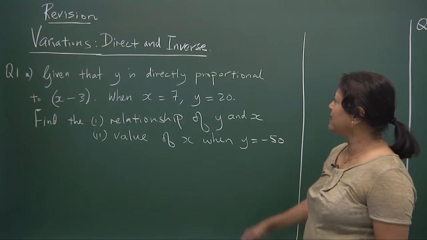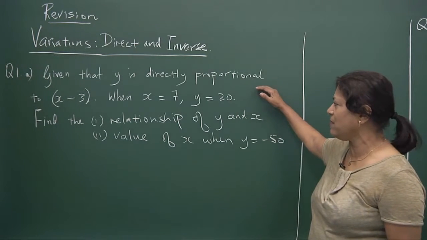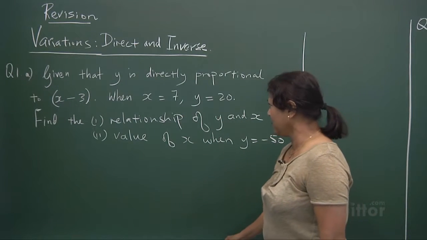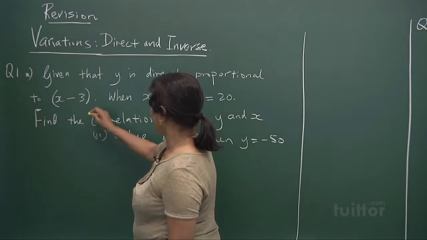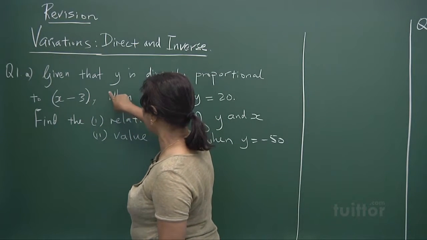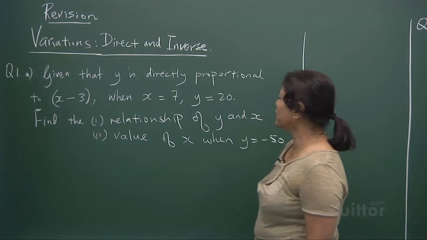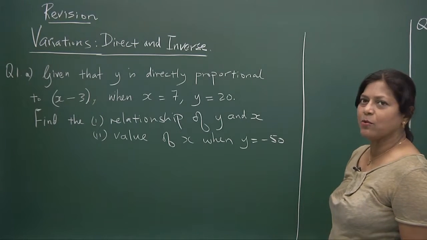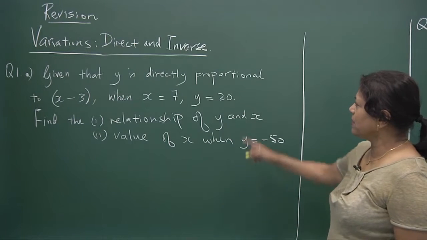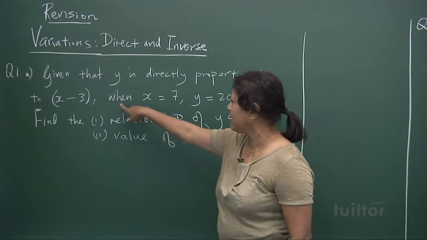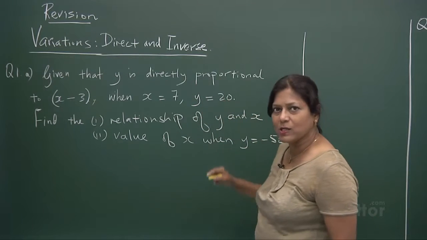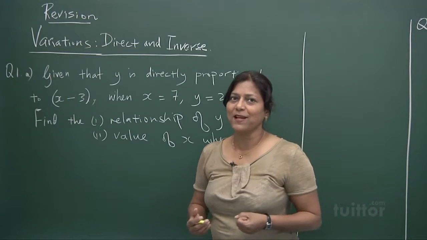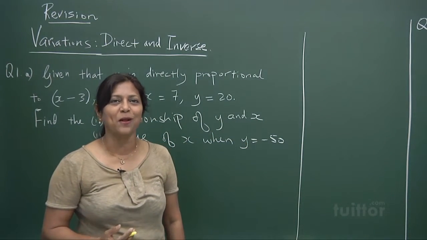Now, given that y is directly proportional to x minus 3, when x is equal to 7, y is 20. I like to put this "given that", and when you put it, I should put a comma here, and this should be a small w in English. Find the relationship of y and x, and the value of x when y is equal to 50. When you're given that y is directly proportional to this, when x is 7, y is 20, there is a relationship between x and y, and you want to find it out. That's what variation is all about.